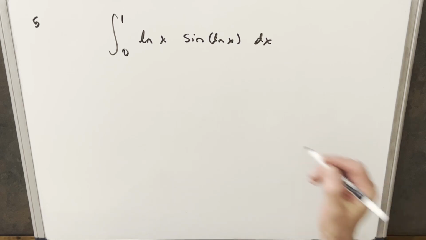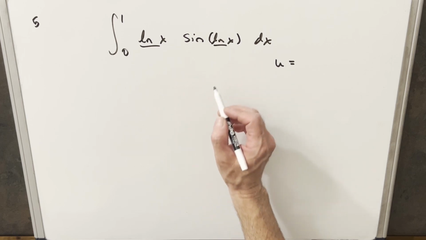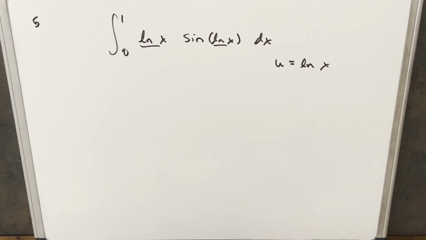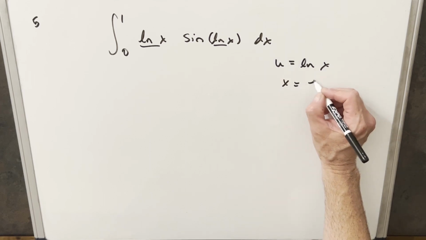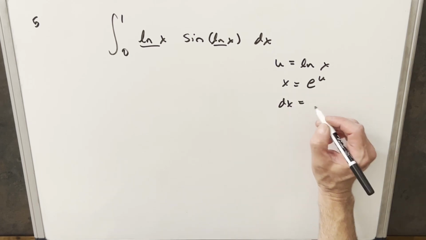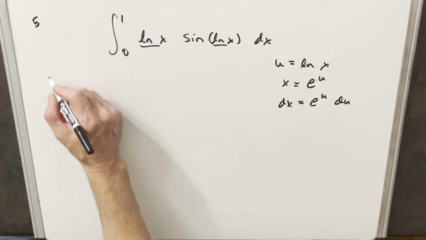But actually, before I do that, I'm going to do a u substitution just to clean it up and make it a little less scary, by making my u substitution for natural log of x. Then, to solve for x, I can write x as e to the u. I'll take my derivative and we'll find that dx is going to be e^u du. And we'll just go ahead and make this substitution.